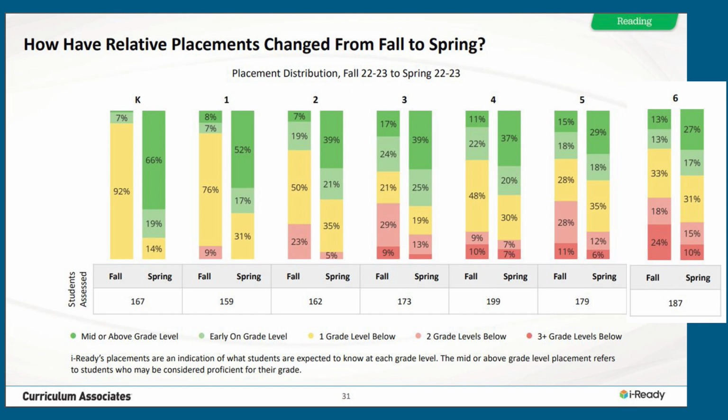First grade, huge growth in first grade as well. The mid or above grade level went from 8% to 52%, and the early on grade level went from 7 to 17. You'll note our yellow group, which we call our tier 2 group, made the most growth. And we'll take a look at that later when we take a look at our district goals as well.